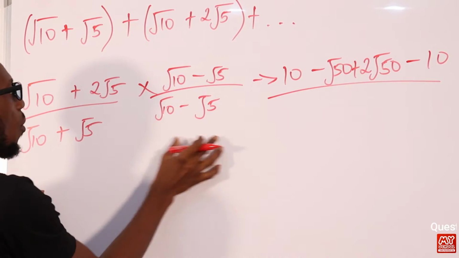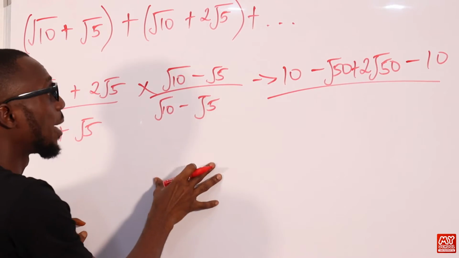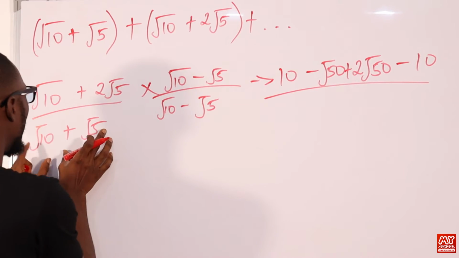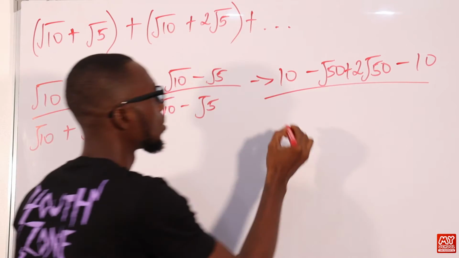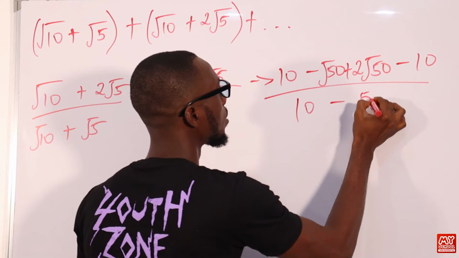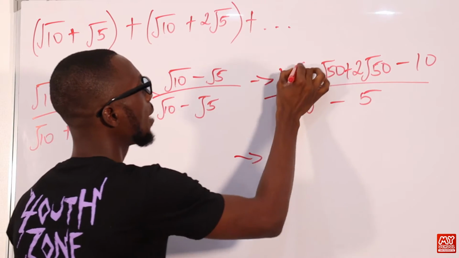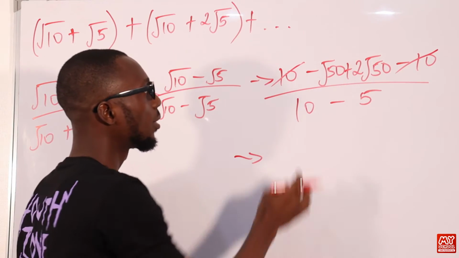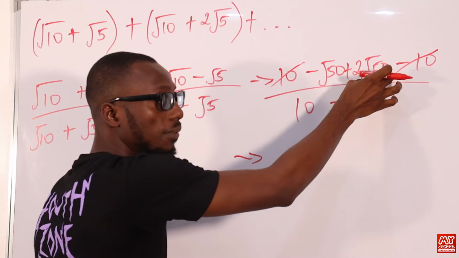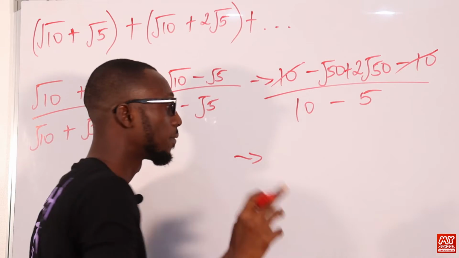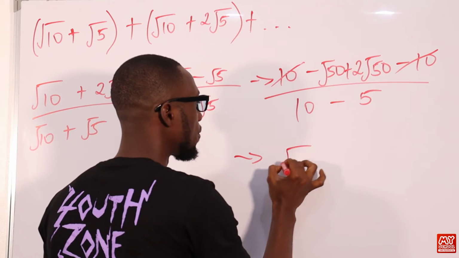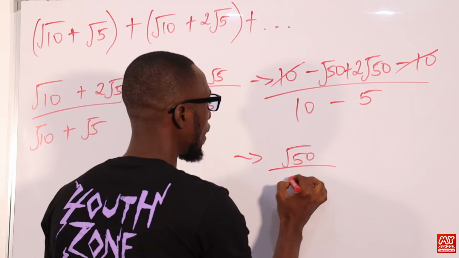Then, when we work on the denominator, what you should have is 10 minus 5. Remember your square formula, this plus and this minus. So this should give us 10 minus 5. Okay, so if we proceed, we are going to have 10 minus 10, that is 0, that is gone. Minus root 50 plus 2 root 50, that should give us 1 root 50, positive 1 of course, or root 50 to simply put over 5.